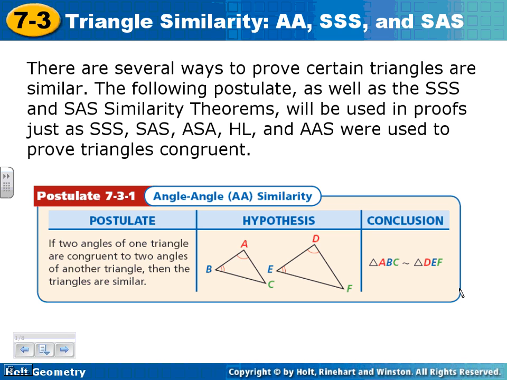This first postulate is the AA, which reads, if two angles of one triangle are congruent to two angles of another triangle, then the triangles are similar. In other words, we only need two angles congruent. We don't need to know the third angle. As long as we have two angles, then the triangles are similar.